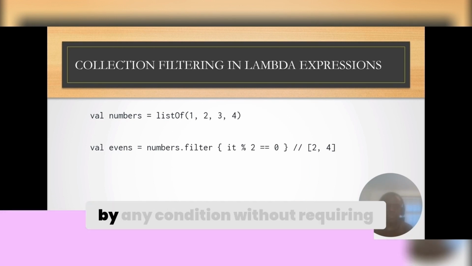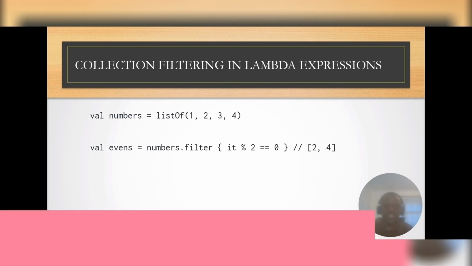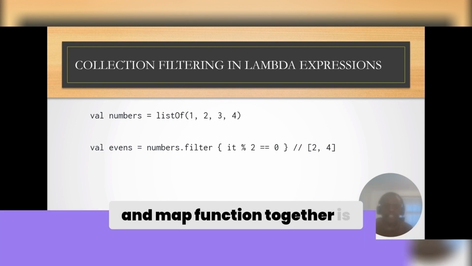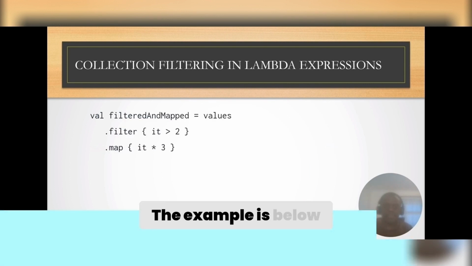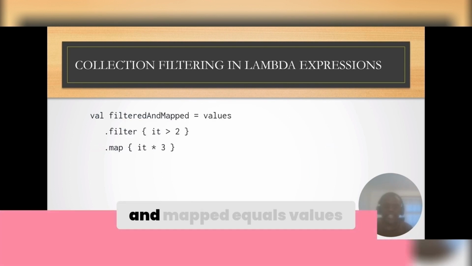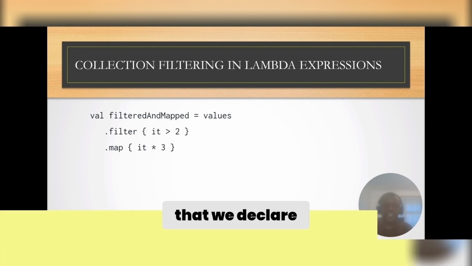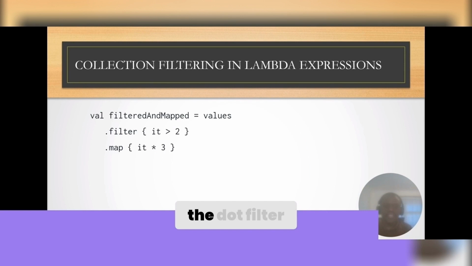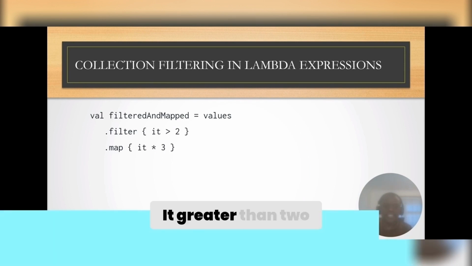And then we can filter by any condition without requiring temporary variables or loops. Chaining the filter function and map function together is also common. The example is below. We declare a variable called val filteredAndMapped equals values, then you apply .filter it greater than 2 in curly braces, and then .map it times 3. This maps all values over 2 to triple their value.